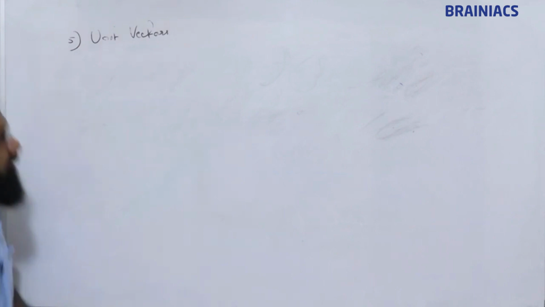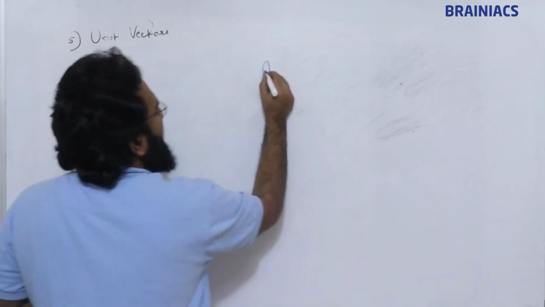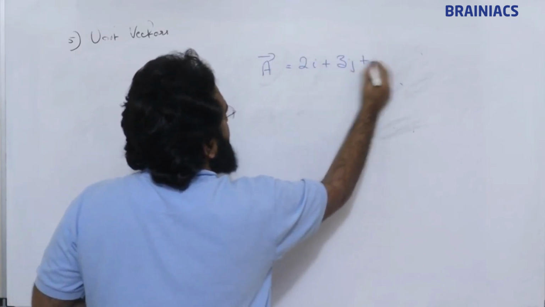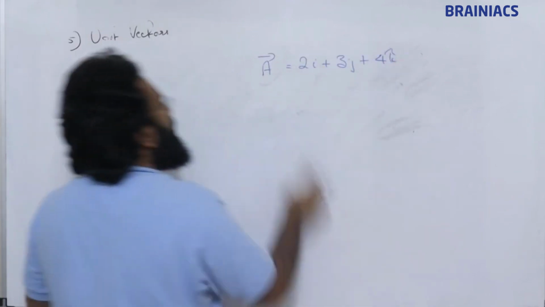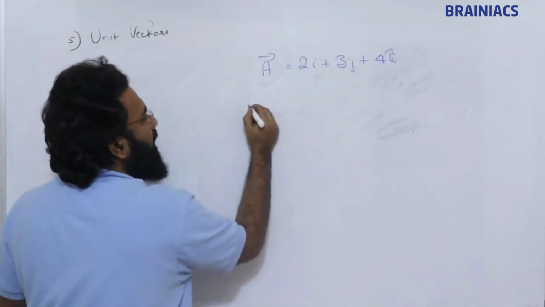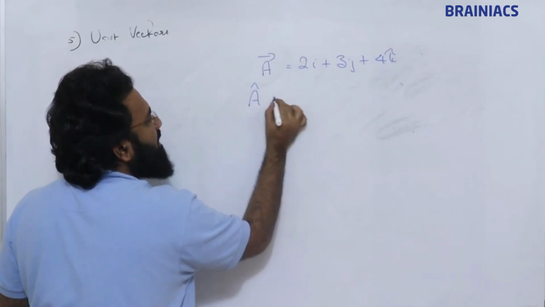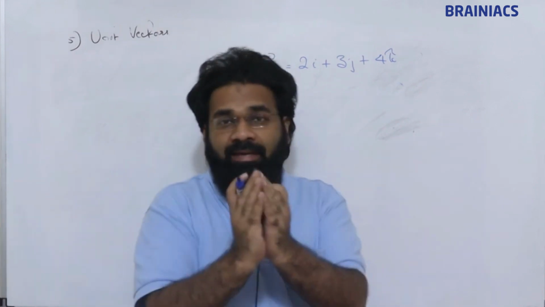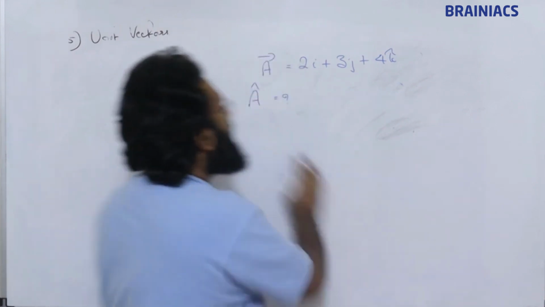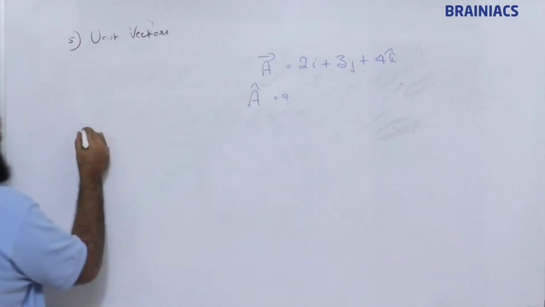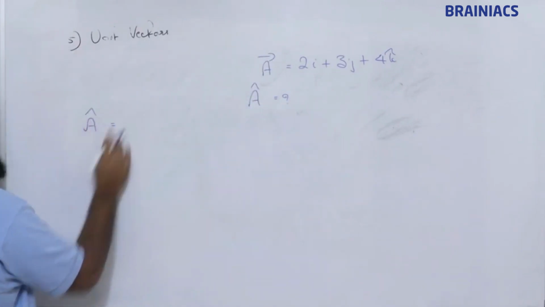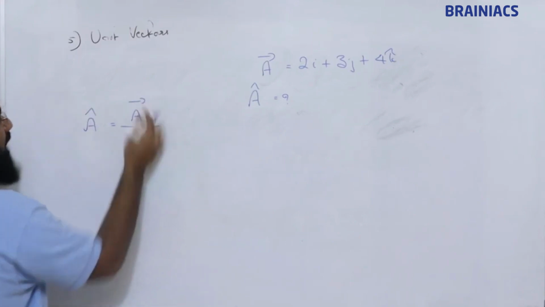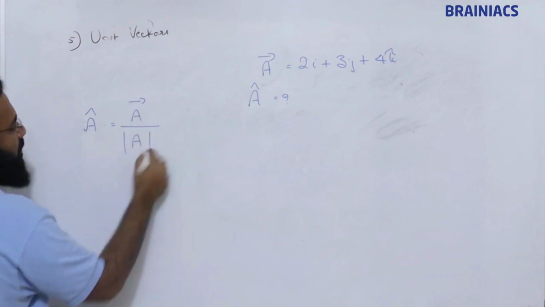Suppose we get a vector like vector a is 2i plus 3j plus 4k. Now this is a vector. Unit vector means its direction. I don't want its size or number. I just need direction alone. So how can we find a direction? A formula is there. In order to find a unit vector, what do we need to do? We must divide the vector by its magnitude.